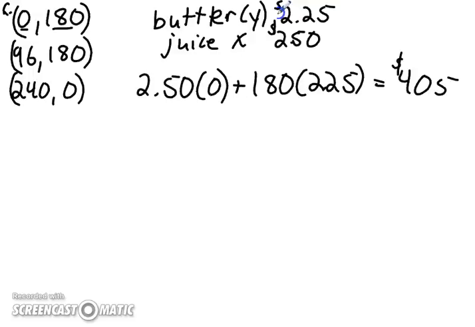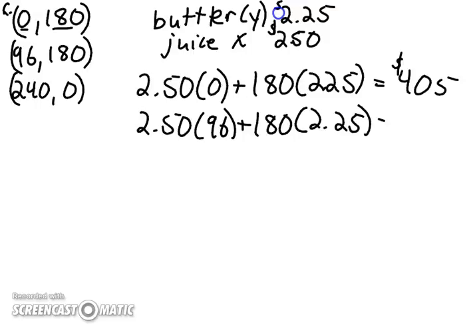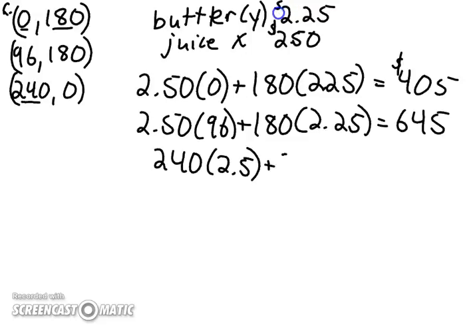Okay. However, the 96, 180 here, that is 250 times 96 plus 180 times 2.25. And that is equal to 645. Obviously, you were making more because you were selling apple juice. You weren't letting any of that go to waste. Last is if you take the 240 quarts of apple juice from right here and multiply it by 2.5 plus 2.25, but you're not selling any pints of apple butter, so you're multiplying that by 0. Okay, so you're doing 240 times 2.5, and that is going to give us 540.